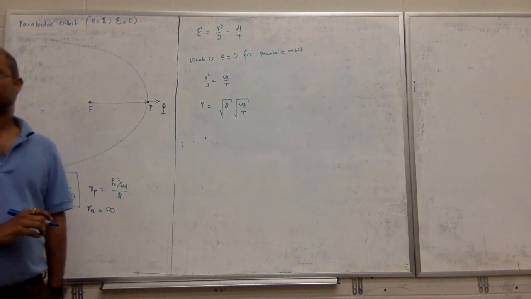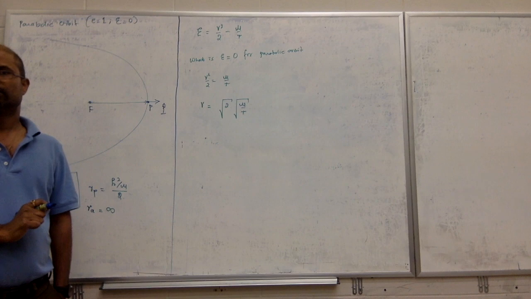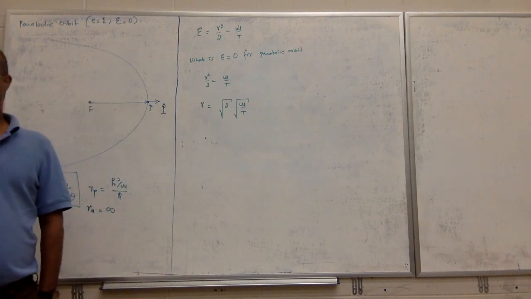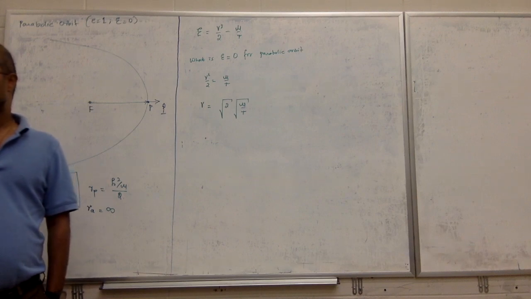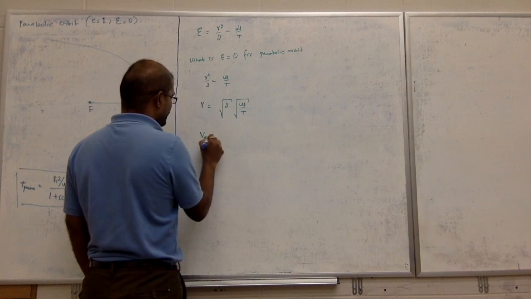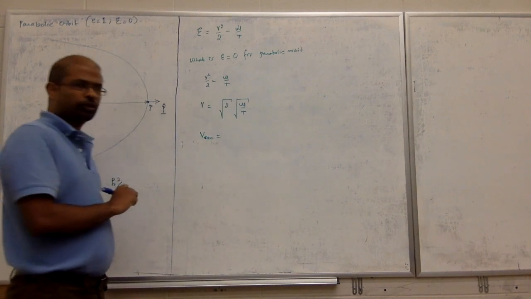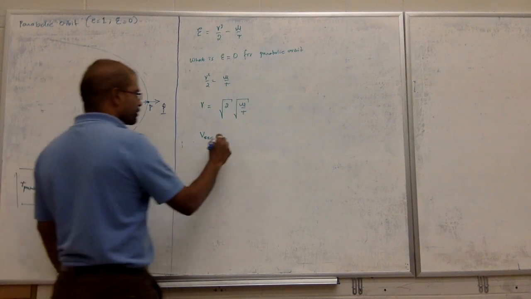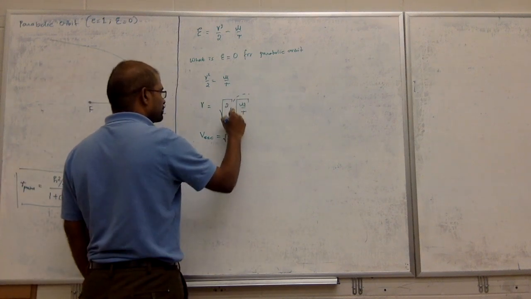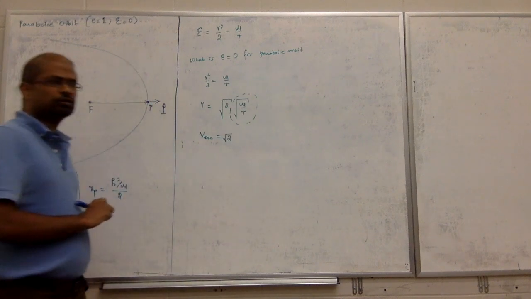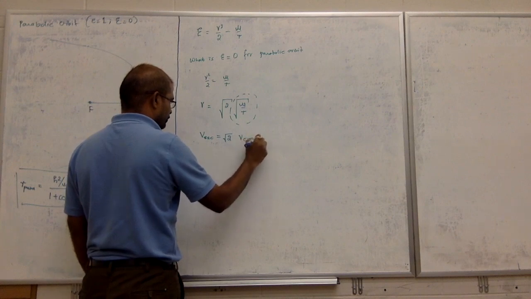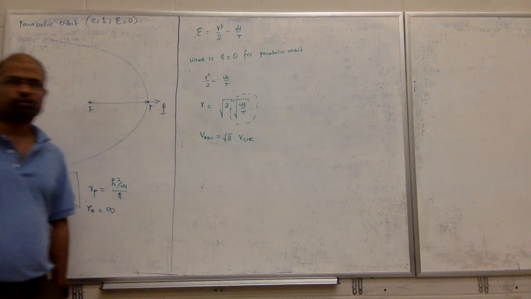You with me? Everybody? What does this mean? Escape velocity. This is the v escape. And what is this? We derived this relationship. Just look back into notes.